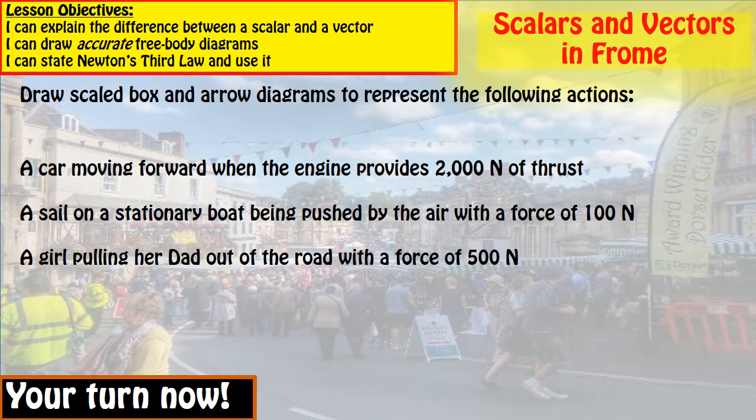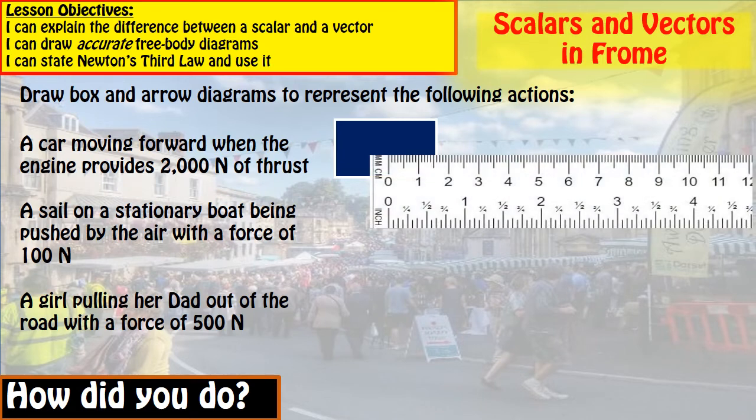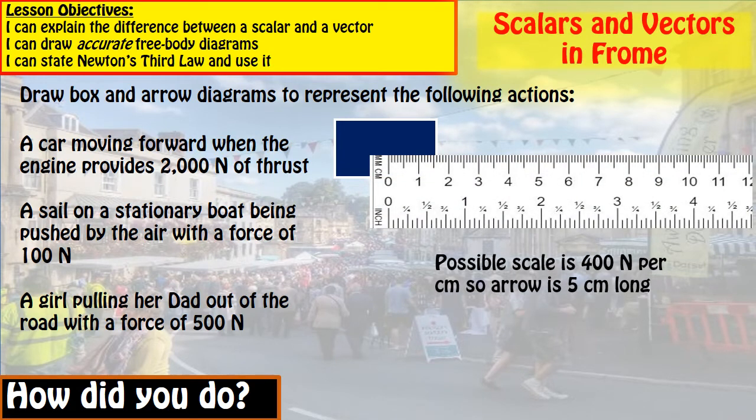Okay, so hopefully you've had a go at those. Let's look at some answers. So the first one, there's the box. And my key is going to be 400 newtons per centimetre. So 400 newtons into 2,000 is 5. So my arrow would be 5 centimetres long. And because the car is moving forward and the car engine provides the thrust, we've got the arrow coming out of the box going towards the right.